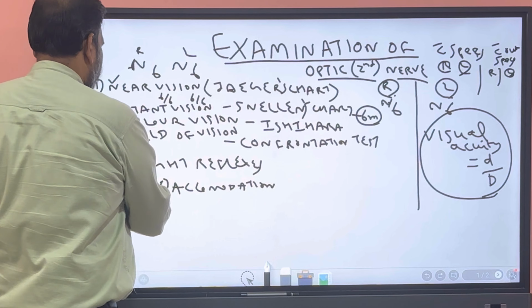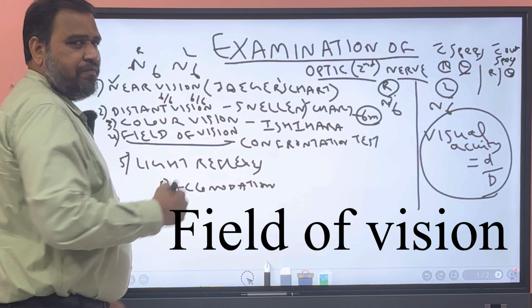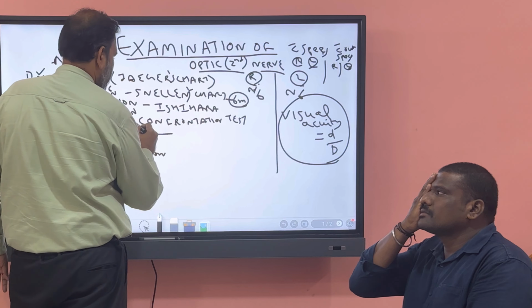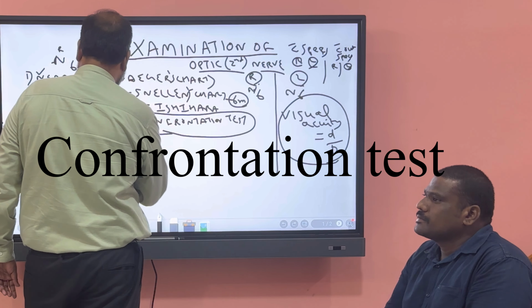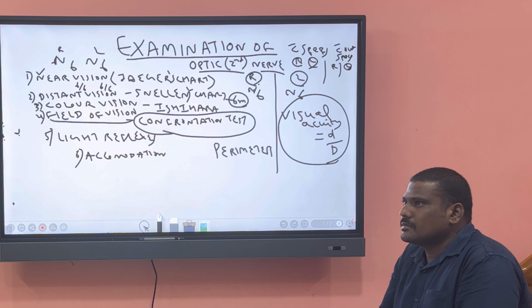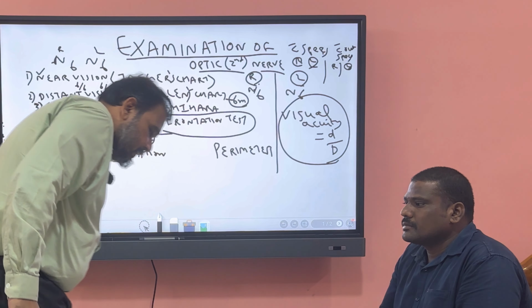Now coming to another important test, field of vision. The test which I am going to do is the confrontation test, and the accurate field of vision testing is perimetry. I am going to do the confrontation test. Now the test is very important.